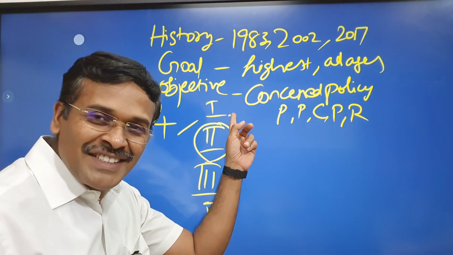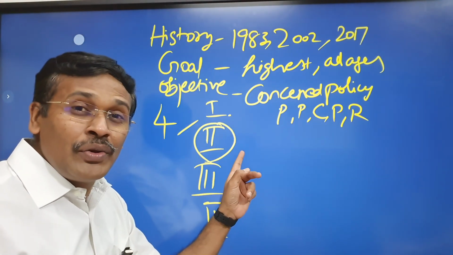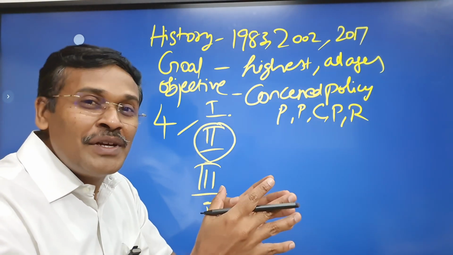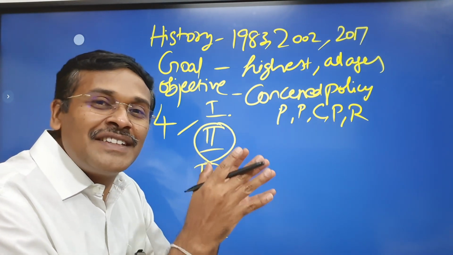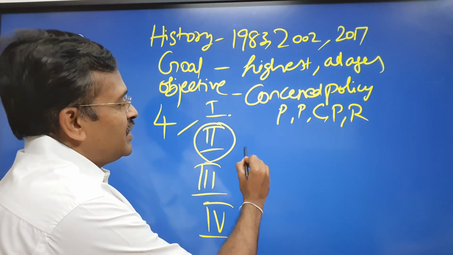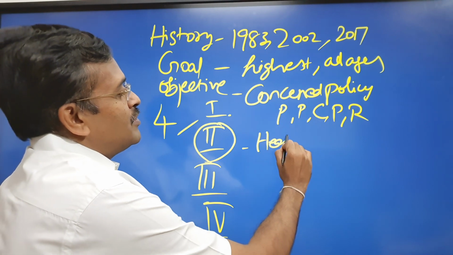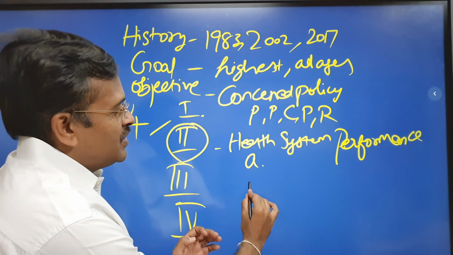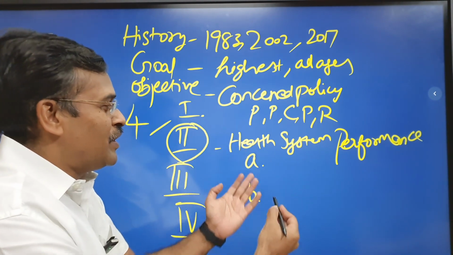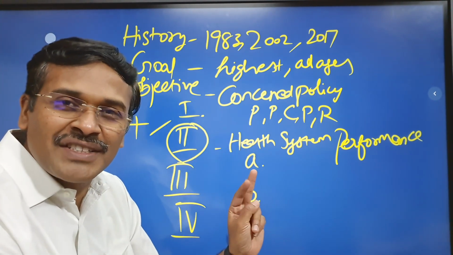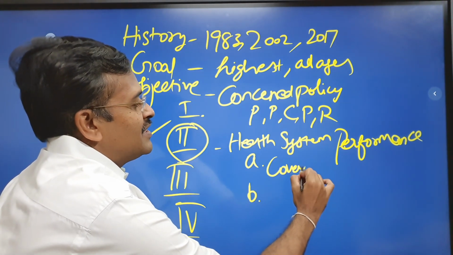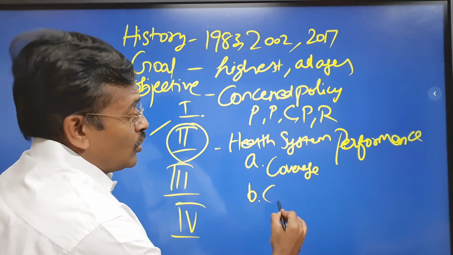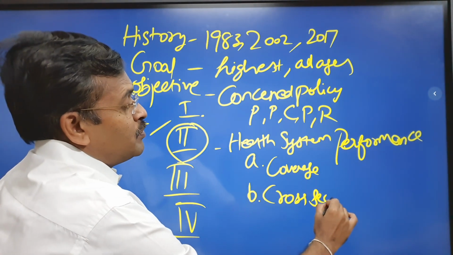First we saw health status. Now second, we are going to see that health status is because of a health system. So in the national health policy, the second component is health system performance. In health system performance, we have only two main components, not like before when there were three. First one is coverage of health services, how far the health services are covered. Second one is cross-sectoral goals with respect to health.